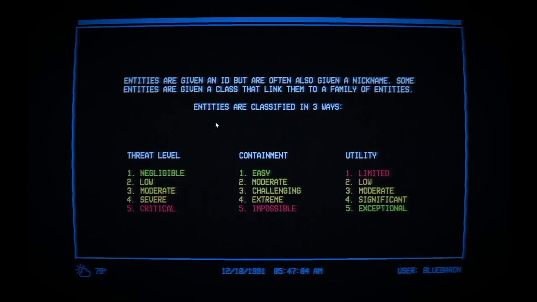Entities are given an ID but are often given a nickname. Some entities are given a class that links them to a family of entities. Entities are classified in three ways: threat level, containment, and utility, each rated by five levels.